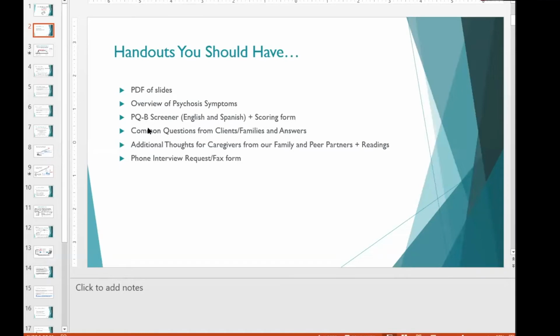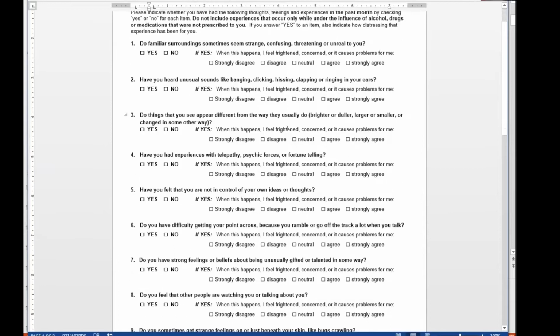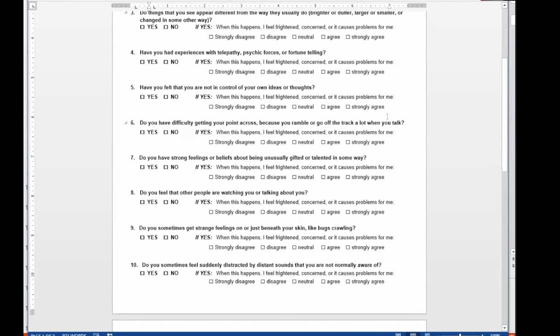Then I give them copies of the PQB, the actual screener. I'll show it to you. This is English. This is the validated version, right? Where they go through and they sort of read these experiences. Has this happened? Yes or no? If yes, how much does it frighten, concern you, or cause you problems? So again, getting at that distress and impact on functioning.